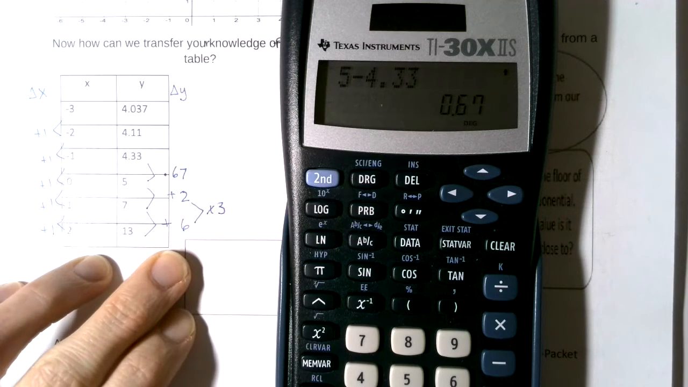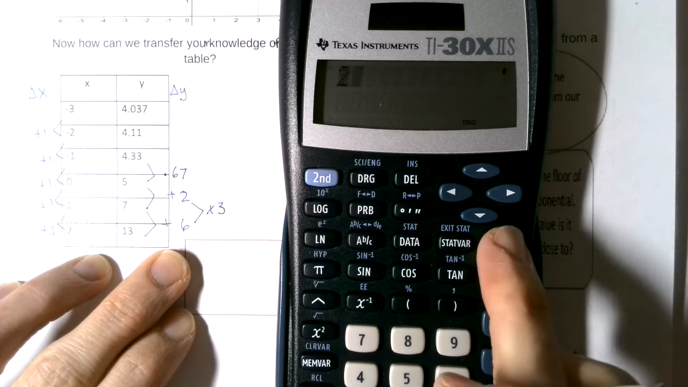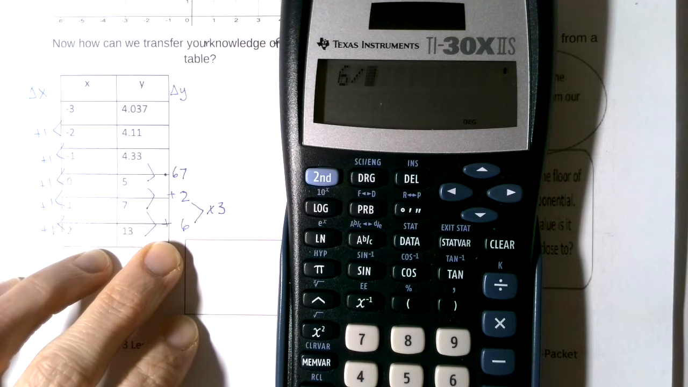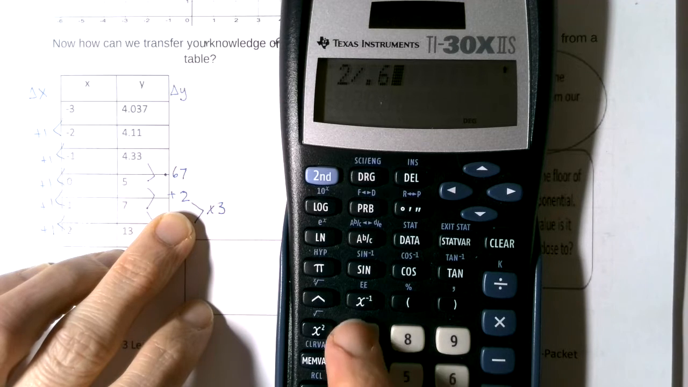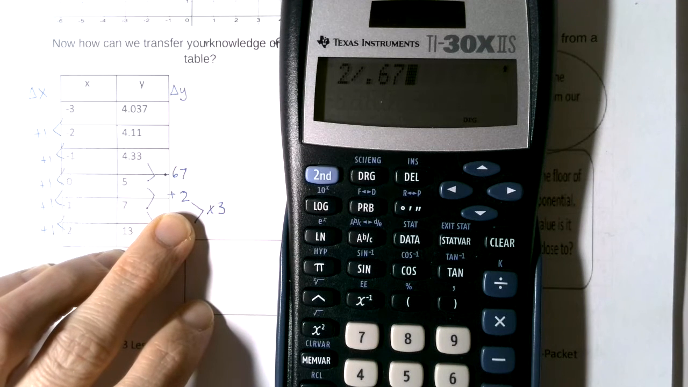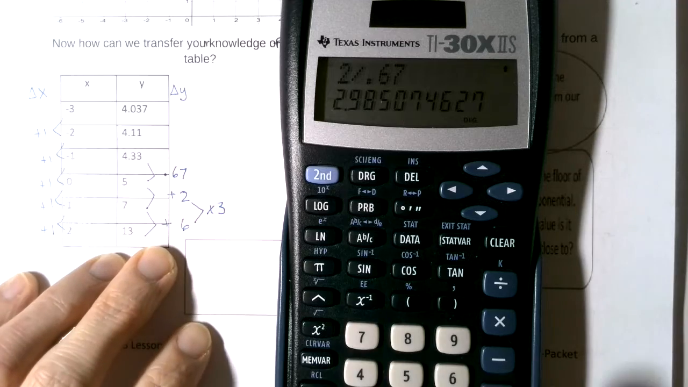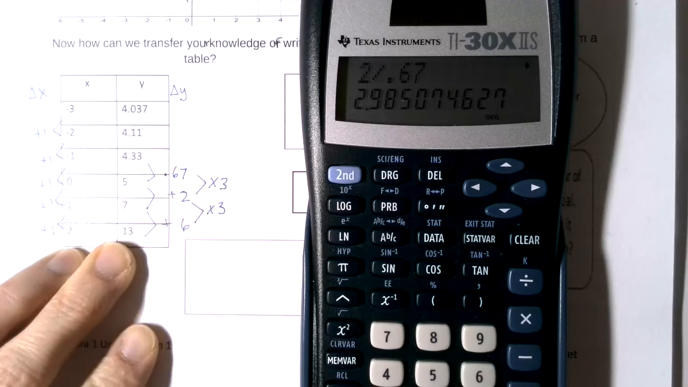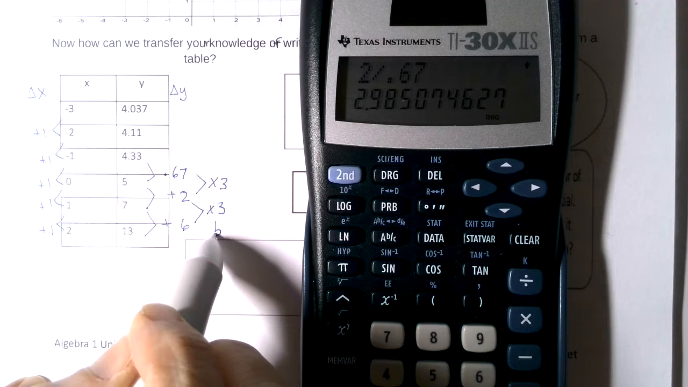But if that wasn't easy to find, I could take 6 and divide it by the difference right above it. So 6 divided by 2 gives me 3. I could take 2 and divide that by 0.67. Now that's an approximation, so we're not going to get an exact number, but it should come out pretty close to 3. And you can see here that it's 2.98. So this confirms for me that the multiplier that we're looking for in this table is 3. So that's going to be our b value.